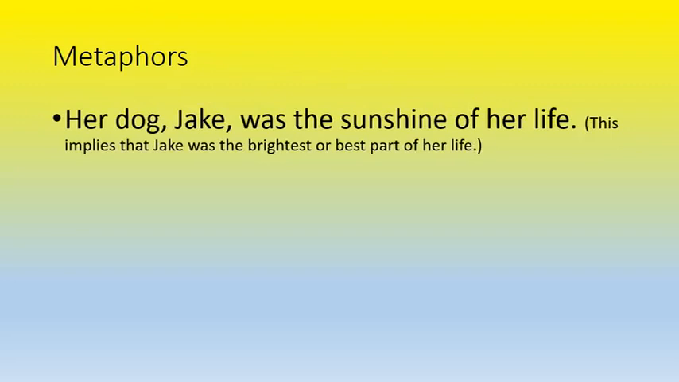Her dog, Jake, was the sunshine of her life. Now, this implies that Jake was the brightest or the best part of her life. So, she called her dog Jake the sunshine, right? So, we see that in metaphors, we simply compare two things by turning them into each other, not using like and as, like similes.